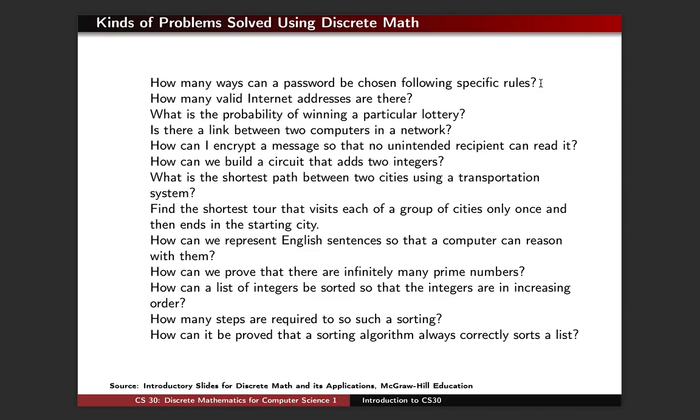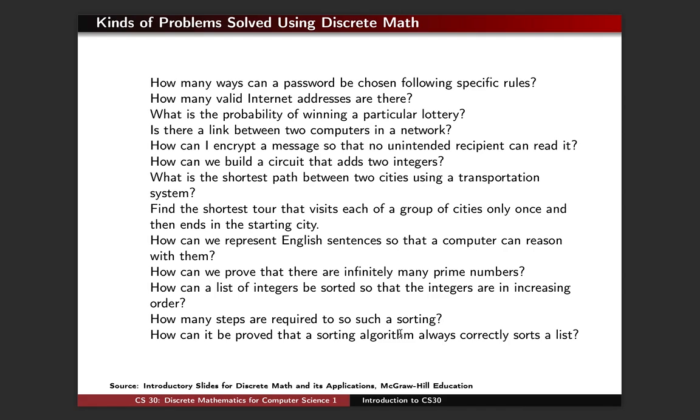So for example, this one can be a question on security. This can be a question on computer network. This one talks about probability, which actually has a lot of applications. I think this is important in big data. This one, circuit, you can think of this as representative of computer architecture. You can think of this as a question in programming language or machine learning.